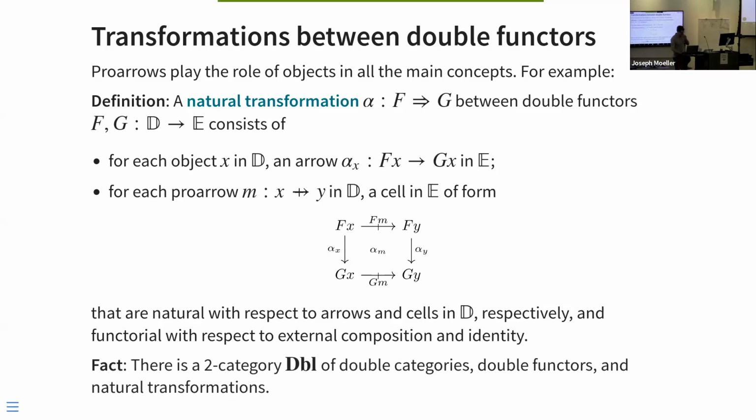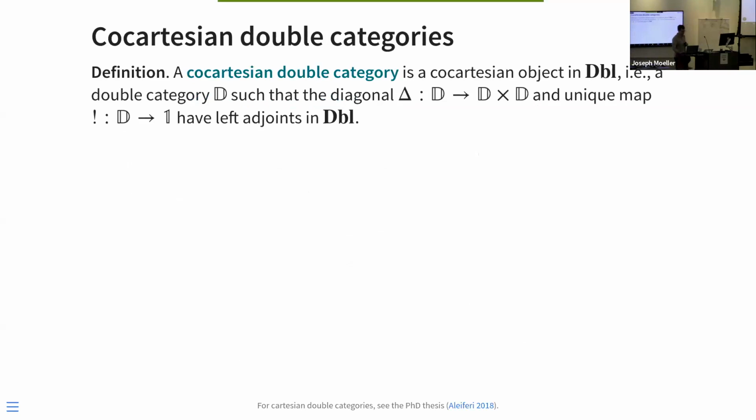Okay, and these form the two cells of a quite nice two category. So there's a two category of double categories, double functors, and natural transformations. And that's a fair bit nicer in some ways than the way that you can make a two category out of bicategories. Okay, so we're turning now to some of the main concepts that we'll be working with.